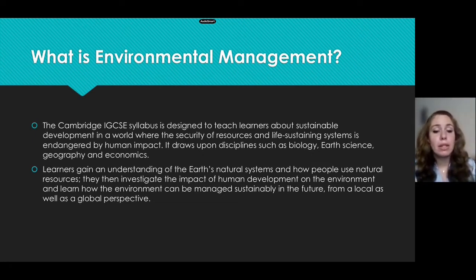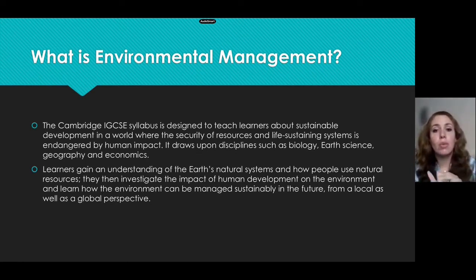The third part is basically how we can manage this. How can we try as much as possible to control the damage that we usually cause and inflict upon the environment. So each chapter in the environmental management textbook is divided into 3 parts.